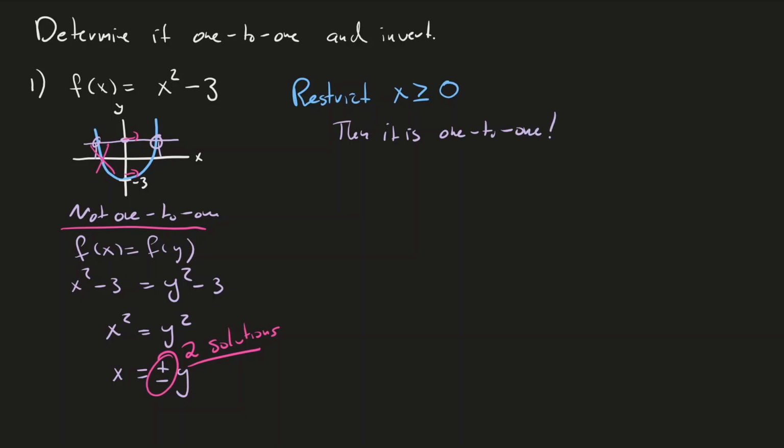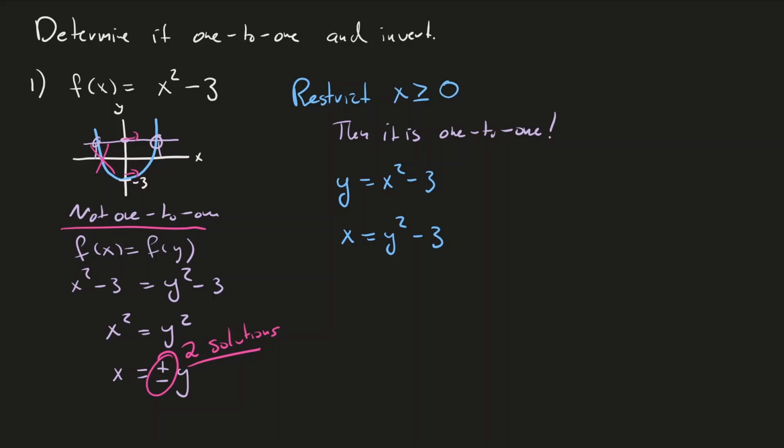So very often with problems like this one, if you don't see a restriction, if you quickly check it and you see that it's not 1-to-1, you can't invert it. But if you see it with the restriction, then it is 1-to-1 and you can invert it. So in this case, inverting it, we see that y is equal to x squared minus 3. So the first thing to do is replace f of x with y. Swapping, we get x is equal to y squared minus 3. So that's the next step.